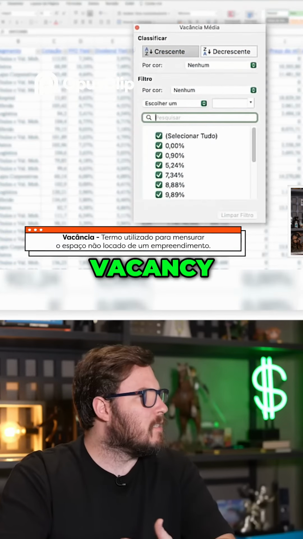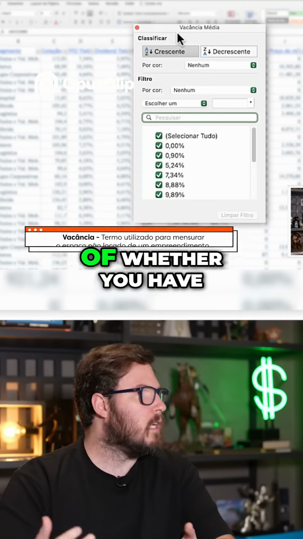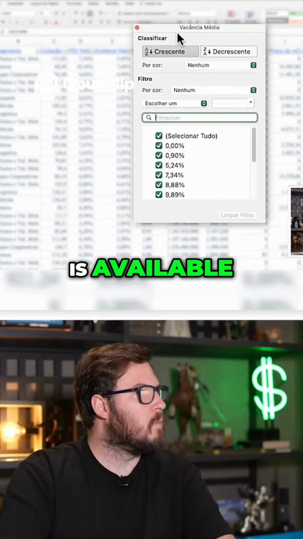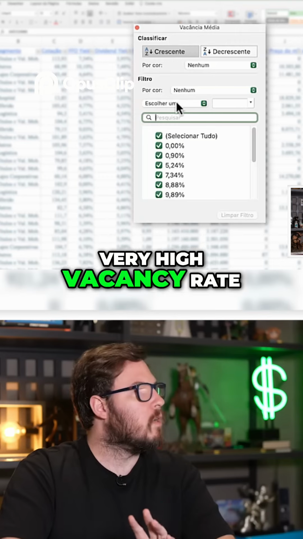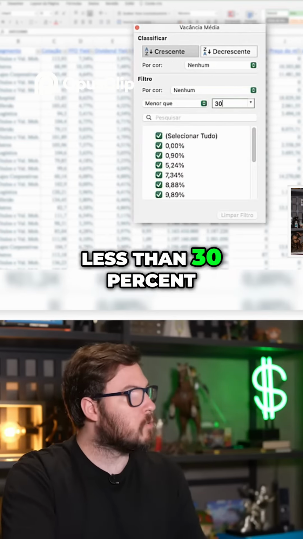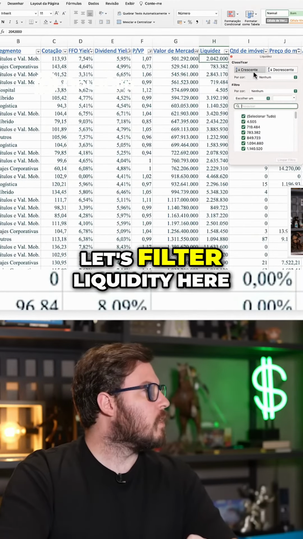Then vacancy. I don't want a business with vacancy. I don't want to worry. Vacancy is the ratio of whether you have tenants who are paying or not, meaning the property is available. You don't want a very high vacancy rate. So I want a vacancy rate of less than 30% at least, which is the same as 0.3.